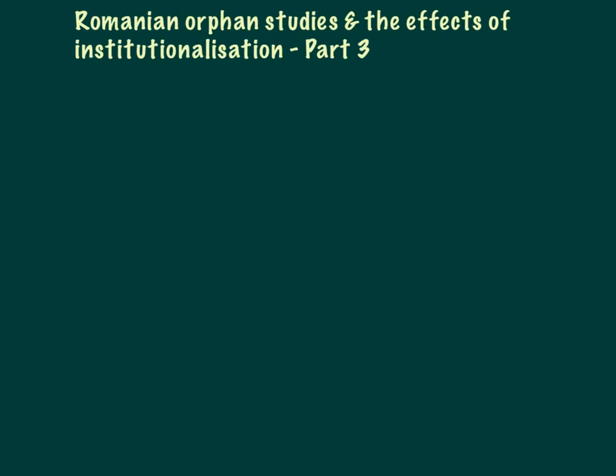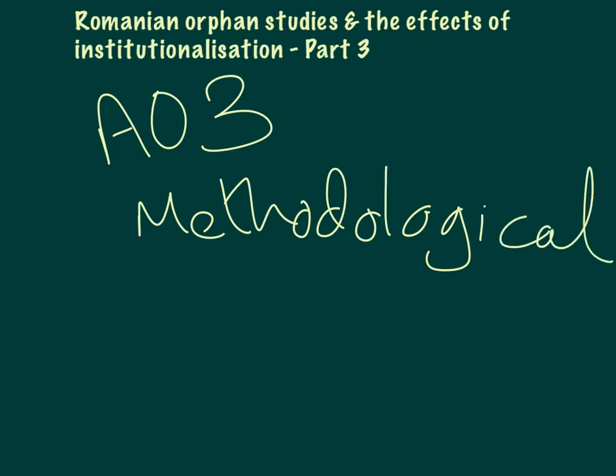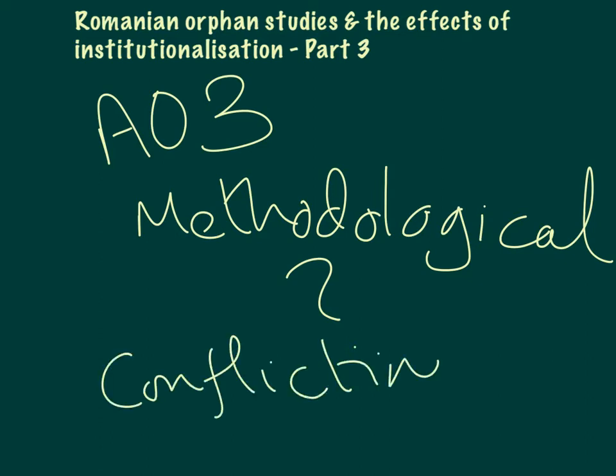Having dealt with the AO1, this then brings us back on to the AO3, the analysis and evaluation. And when you're doing analysis and evaluation where your AO1 is the study itself, that means we can have methodological points, so issues to do with the way in which the study is conducted. Can we trust it or not? And we can also obviously look at conflicting or supporting findings.